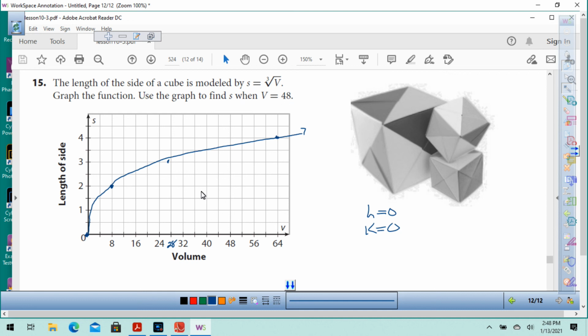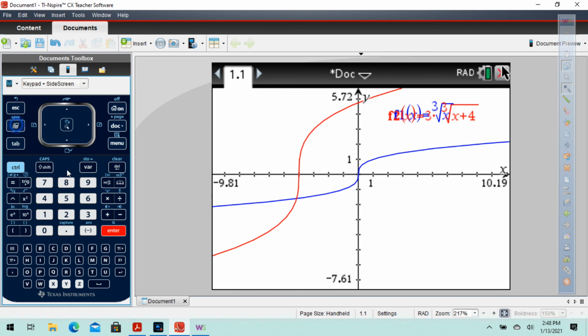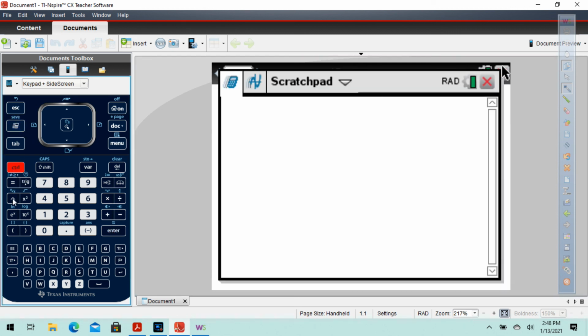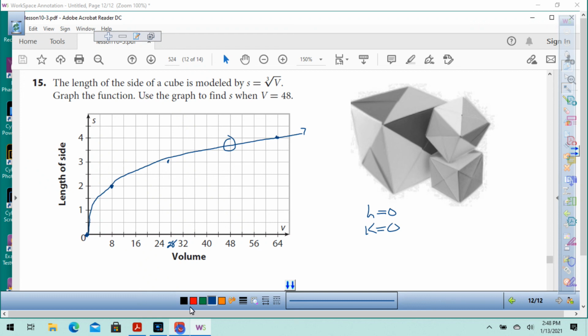Now let's see here. When v is 48, we're looking at somewhere around in there, and that's what, a little over 3.5. And just for giggles here, we'll go 3.6, and there we go. So the cube root of 48 is approximately 3.6.